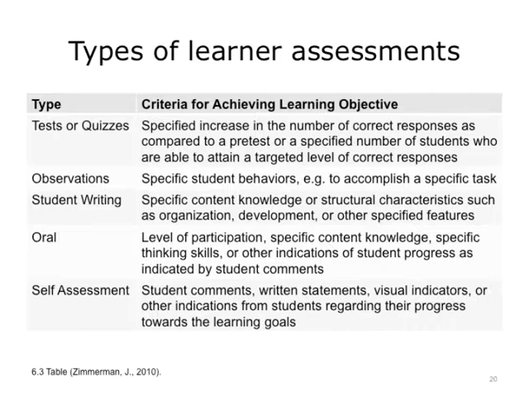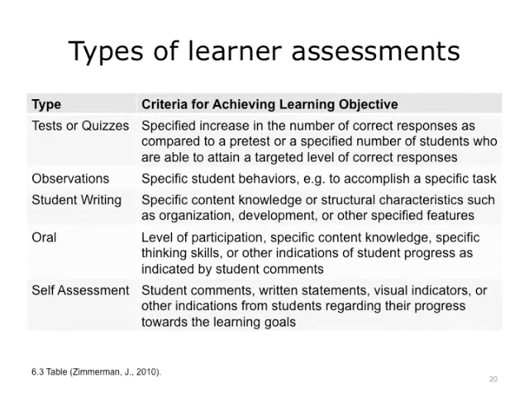Tests or quizzes. The criteria for achieving the learning objective may include a specified increase in the number of correct responses as compared to a pretest or a specified number of students who are able to attain a targeted level of correct responses. Observation of student performance. The criteria for achieving the learning objective could include specific student behaviors, for example, to accomplish a specific task. Student writing. Criteria may include specific content knowledge or structural characteristics, such as organization, development, or other specified features.